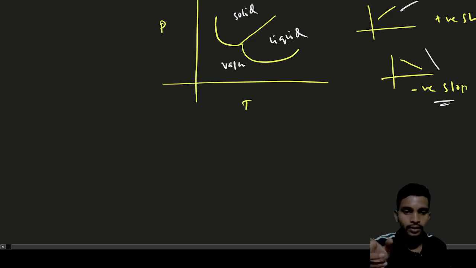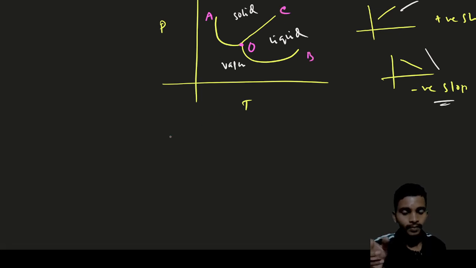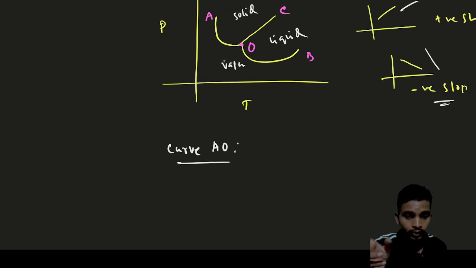If I say, let me give the names: I take this as A, this triple point as O, and this as B, let's say C. So if I say curve AO, what is it? Above side solid, below side vapor. So solid and vapor are in equilibrium.